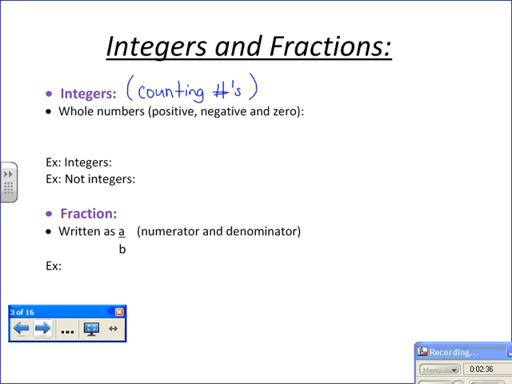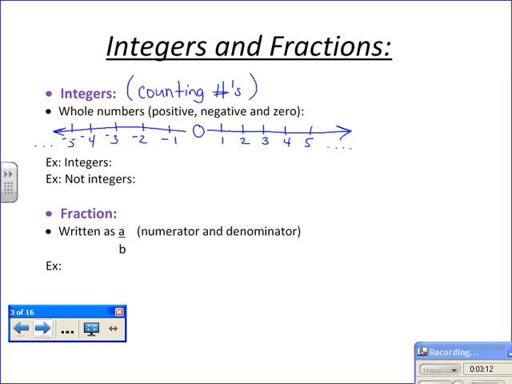So integers, if I put them on a number line, if this is 0 at the center of my number line, the integers are all of the positive counting numbers. So 1, 2, 3, 4, 5, and on and on up to infinity, but positive numbers, and also the negative counting numbers. If I go in the negative direction here, -1, -2, -3, and on and on in the negative direction to negative infinity.